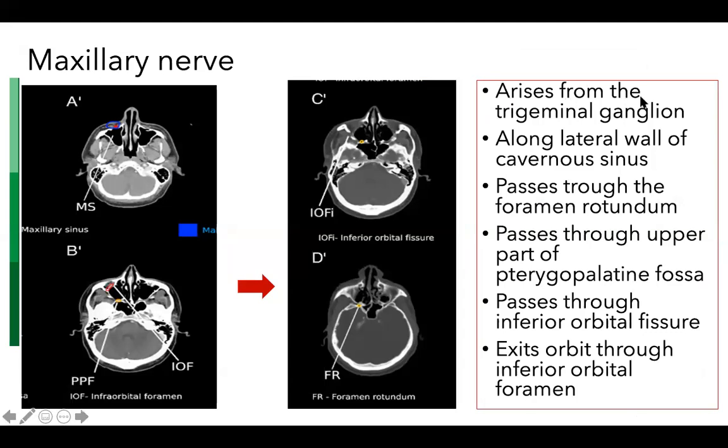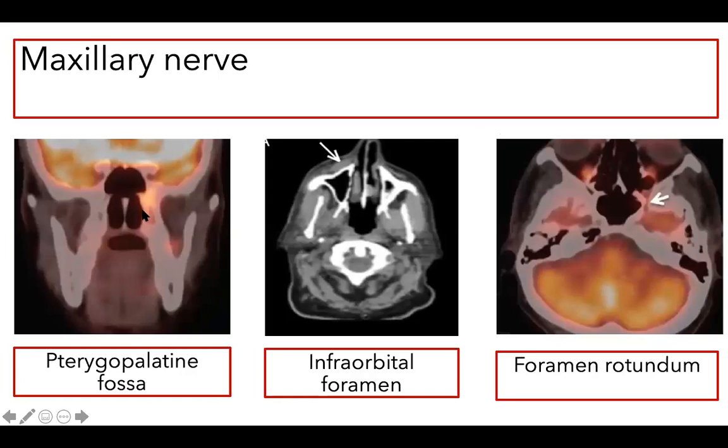So the maxillary nerve arises from the trigeminal ganglion, travels along the lateral wall of the cavernous sinus, passes through the foramen rotundum, which is just superior to this area, then passes through the upper part of the pterygopalatine fossa, which is here, then passes through the inferior orbital fissure, which is this one, and then exits the orbit through the inferior orbital foramen. So this is how it travels. The nerve travels through here and then comes out in this area. So this is the maxillary nerve, and this is how its involvement shows up.